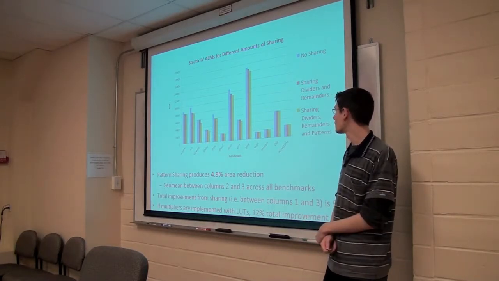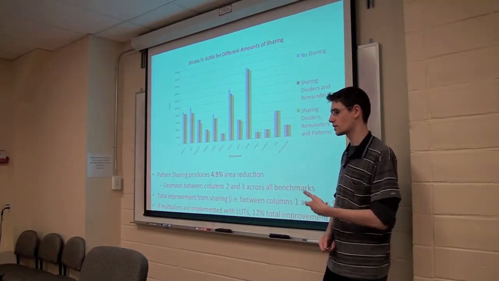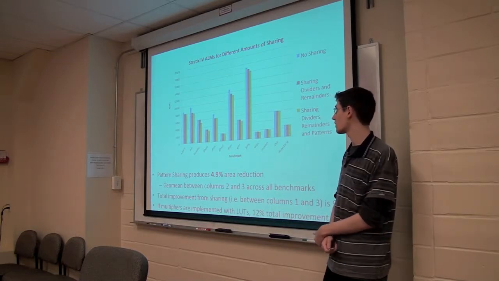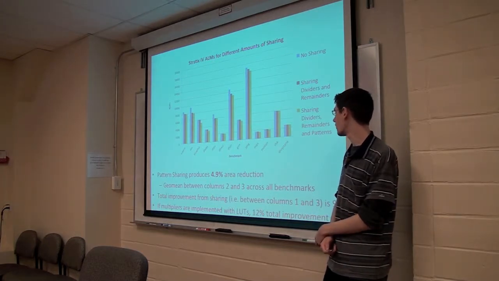And what we notice is that between the red bar and the green bar, so what this work has contributed, the geomean improvement across all circuits is 4.9% reduction, so that's how much the area has improved. And then the total reduction between the blue bar and the green bar is 9%.